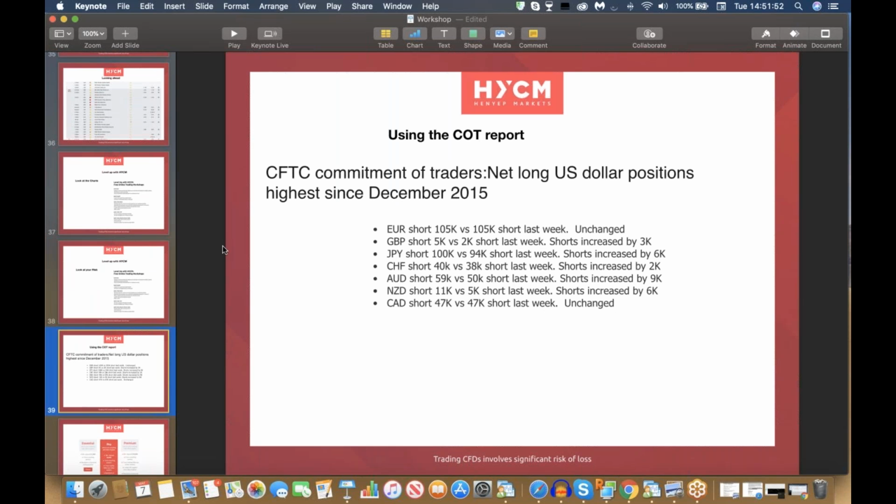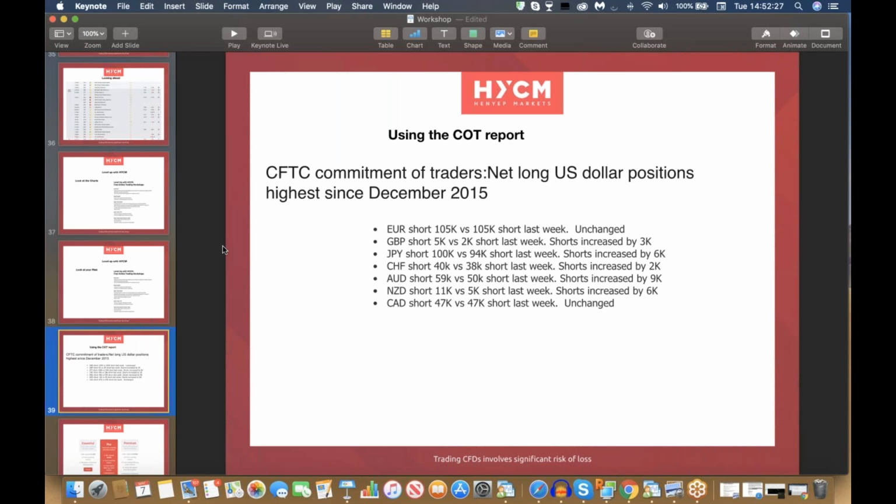Now, the Commitment of Traders report is a very handy report that comes out once a week on the Friday. What the Commitment of Traders report does is it really tells the FX trader what the positions of the large hedge funds and the large institutional traders are. So we can literally know where the big and the serious money is.